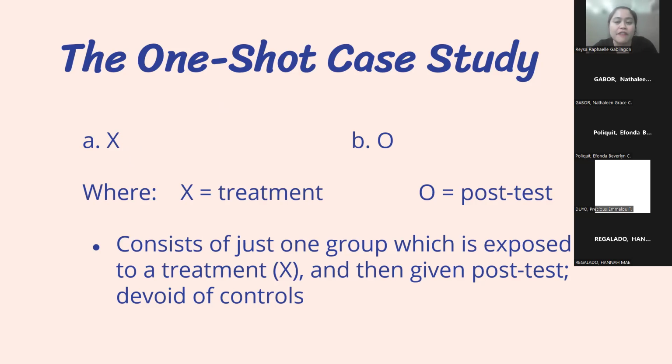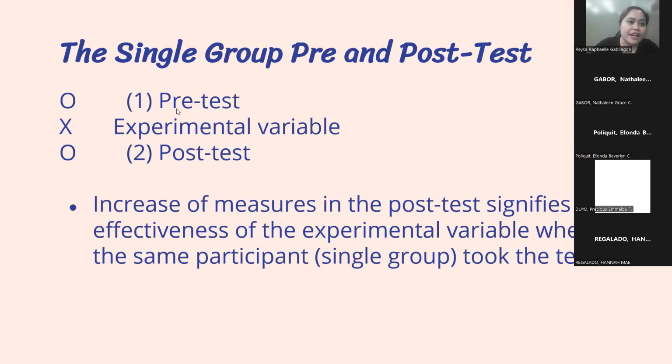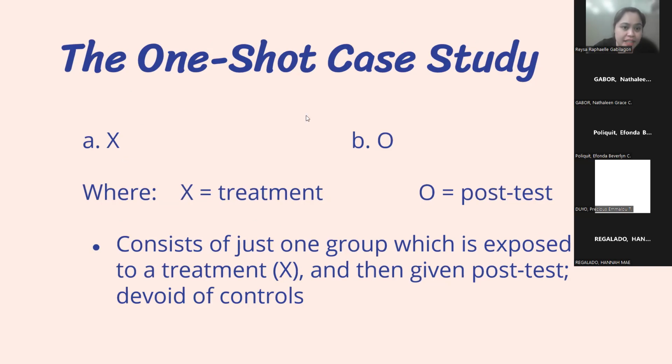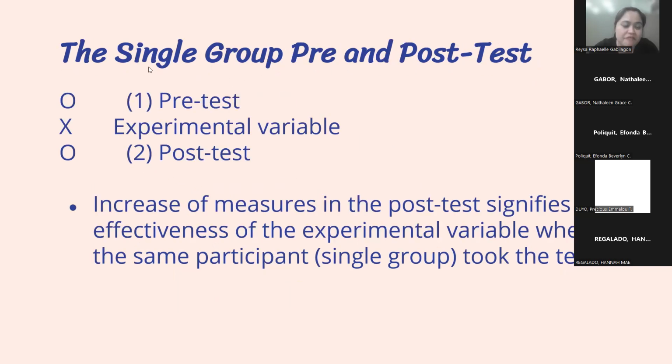But take note, we don't have a control here, and that is one of the reasons why we cannot call the one-shot case study a true experimental design. Okay? And then we have another one here for our pre-experimental research design, the single group pre and post test. So just like the previous one, the one-shot case study, you will also have one group of participants for this. But what is the difference?